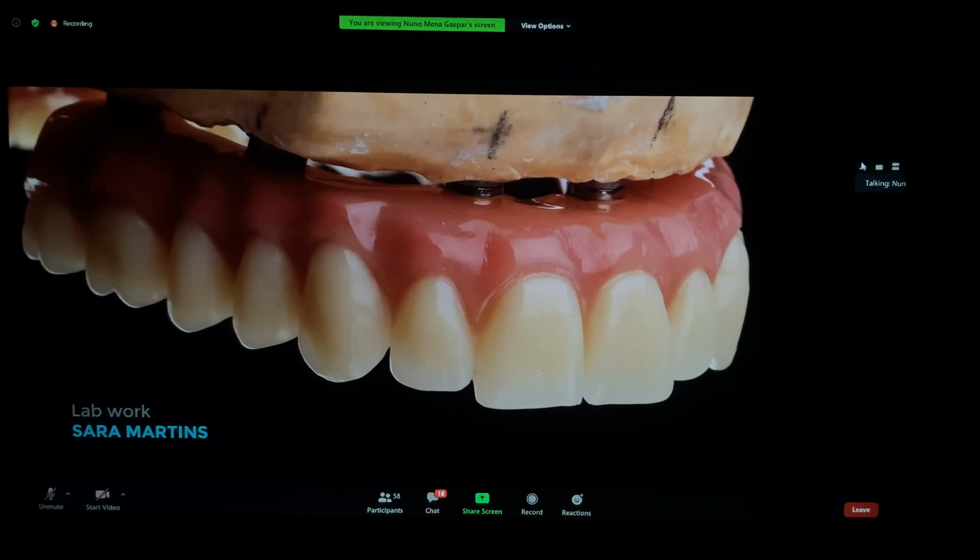Oh, that's one question. What do you want to deliver? 10, 12 or 14 teeth, okay? That will determine how many implants and where we need the implants.